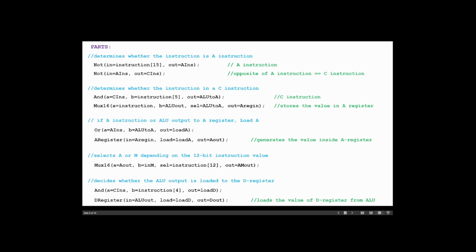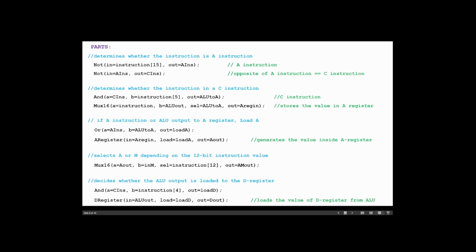into the A register. However, as you can see in the diagram that was taken from the CPU architecture, the A register can be fed by either the instruction input or the ALU output. If it is a C instruction, it performs the computation in the ALU and the ALU output is fed to a register. We use the AND gate to determine that the instruction is a C instruction. A 16-bit multiplexer is also used to select whether the instruction or the ALU output is stored into the A register. Next, we have an OR gate.